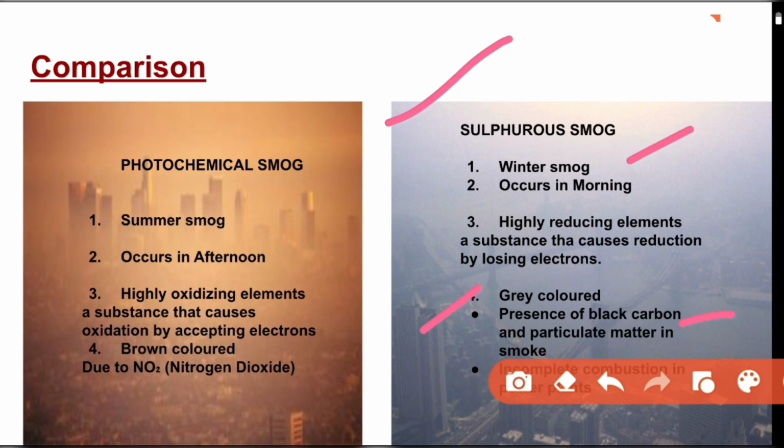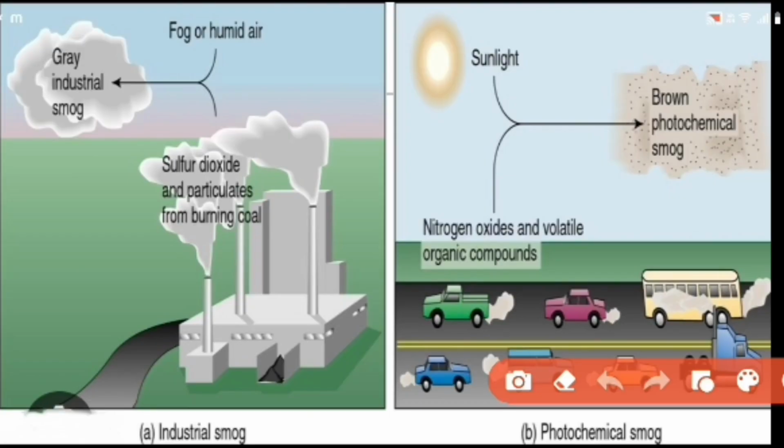of the presence of black carbon and particulate matter in smoke. Also, it happens due to incomplete combustion and mainly because of the presence of sulfur dioxide. Another thing, in sulfurous smog, we will mainly get reducing elements. The definition of a reducing element is that it causes reduction by losing electrons. These pictures will make your idea clearer.